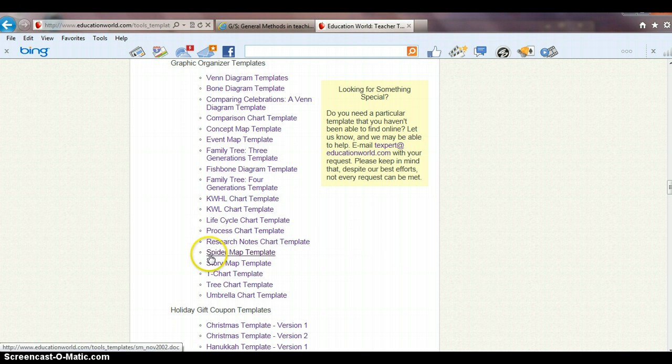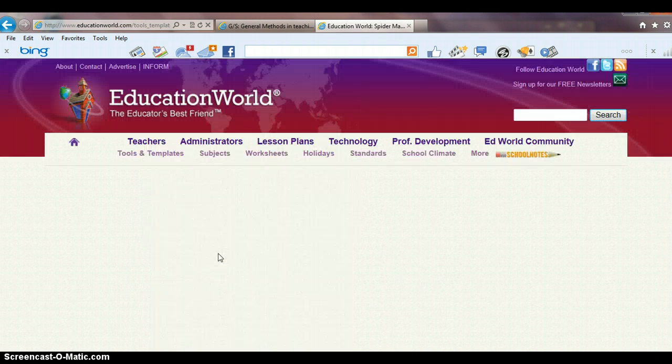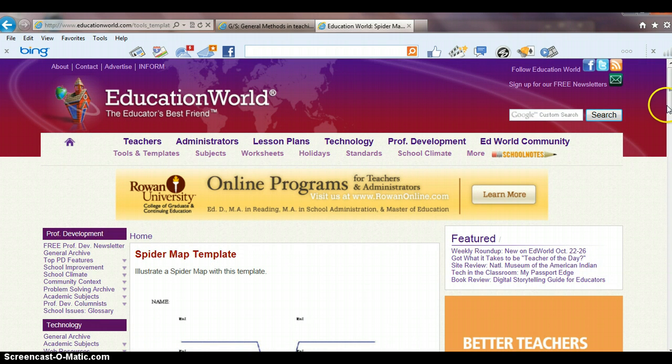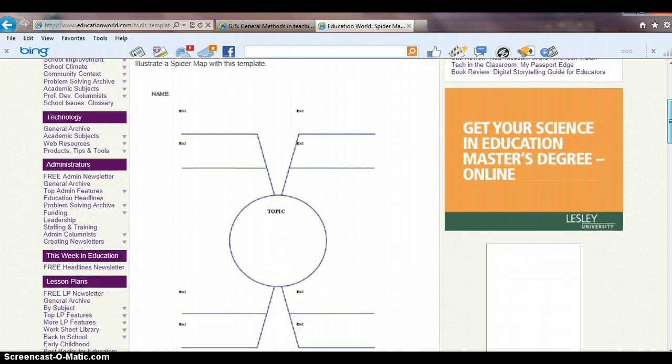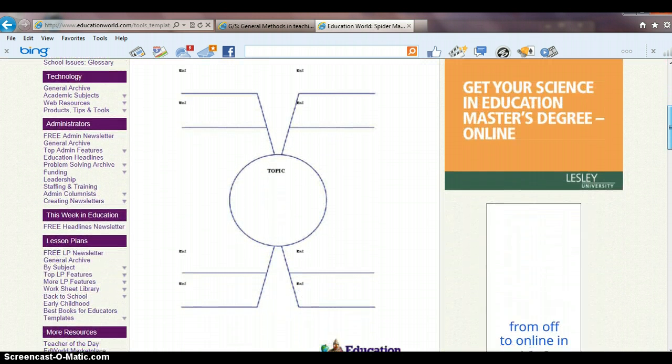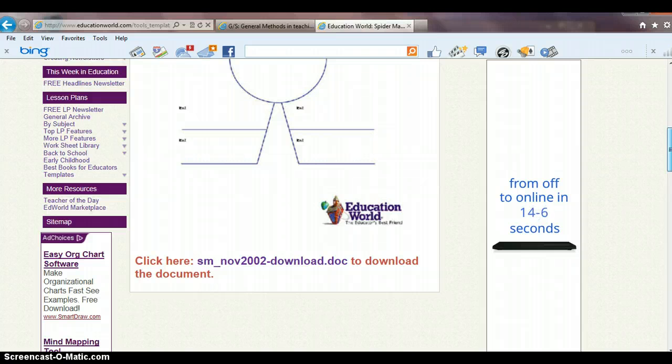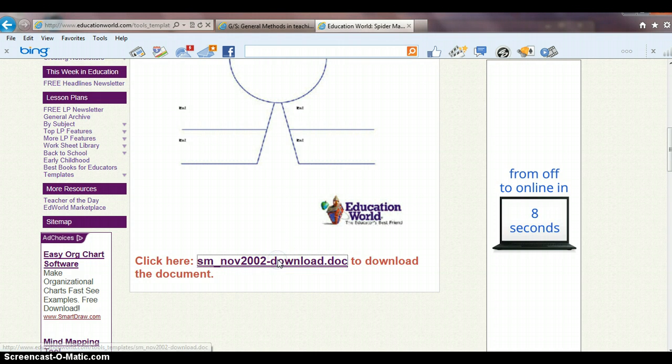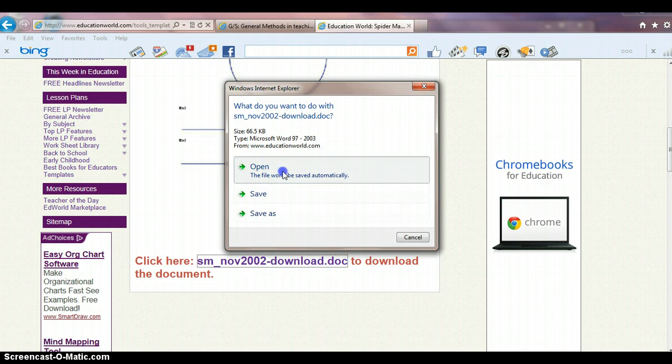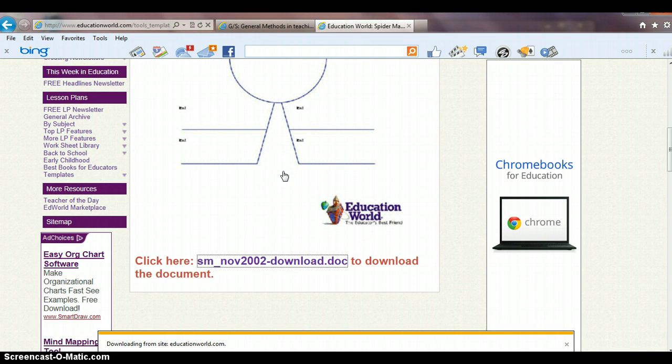And if you pick on one, like maybe the spider map template, you click on it, and it will give you an example. It'll show you what that spider template looks like. Here's a little bit of a fuzzy example, but you can kind of see how that's the shape of a spider. And then you click down here where it says to download this document. So I'm going to open this for now. I'll save it on my computer later.